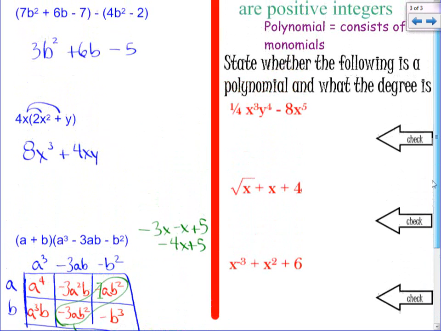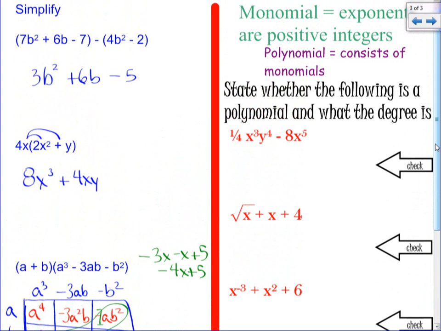All right, so let's take a peek at this. So monomials have exponents that are positive integers, and polynomials are a bunch of monomials. Okay, so the exponents need to be what, according to what I typed up there at the top? They have to be positive and integers, which means what? Yeah, there's no fractions or anything, okay? So state whether the following are polynomials and what the degree is. So first of all, let's just talk about whether it's a polynomial based on the rules up at the top.